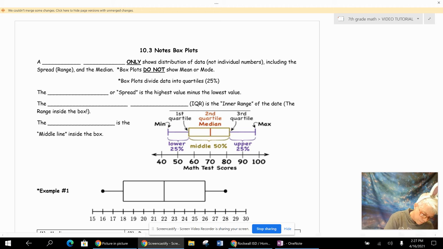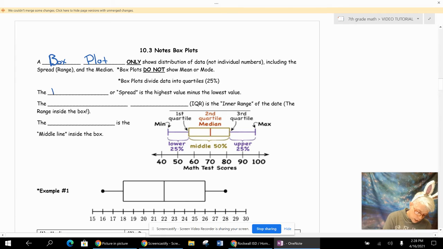So, a box plot only shows distribution of data, not individual numbers. If you remember yesterday, we were able to see how many kids said they had zero siblings and how many kids said they had two siblings. You won't be able to see that kind of data or individual grades that make up a grade on a report card. With a box plot, we won't see those numbers. Box plots do not show mean or mode. We can see the range and we can see the median. We can see maximum and minimum very, very easily.